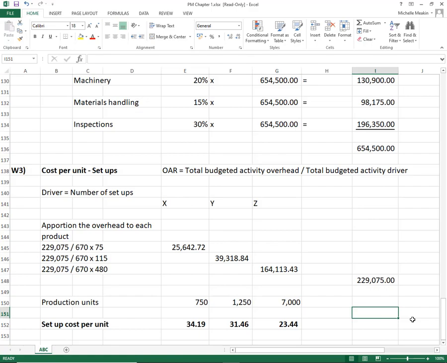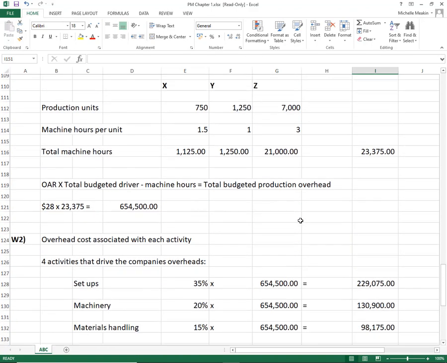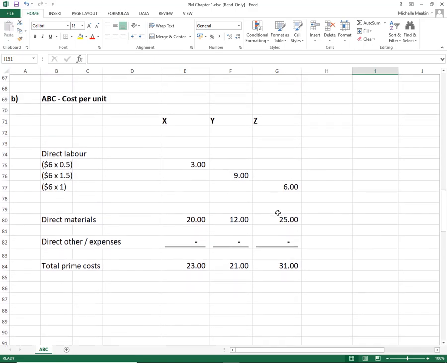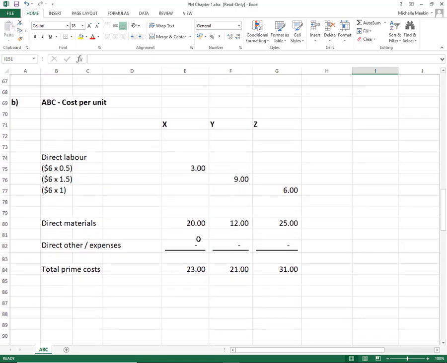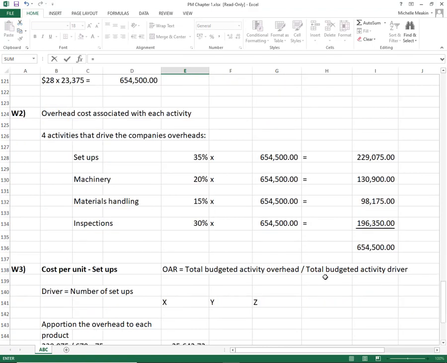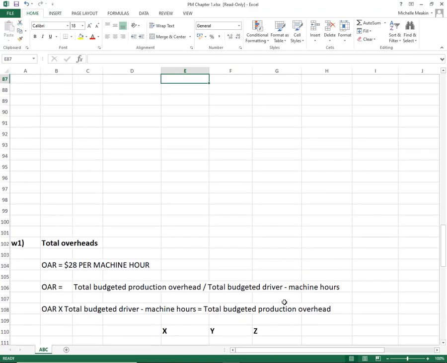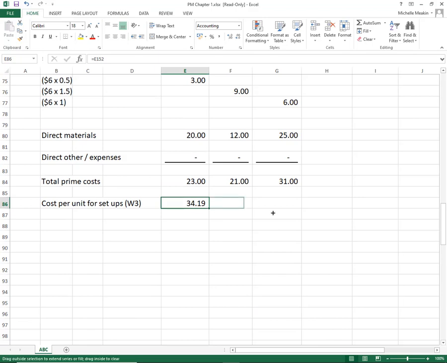Once I've got my cost per unit, I will then move up to my cost card that I started with originally, and I can now include the amount in my cost card. So cost per unit for setups. If this comes up in a bigger question, as I am doing here, I would cross-reference to the working that I've done, where your marker will find the information you have done to calculate the number you are including. So 34.19, 31.46 and 23.44.